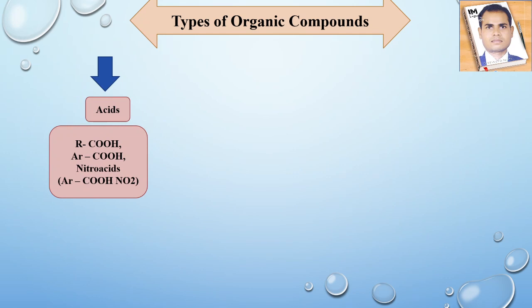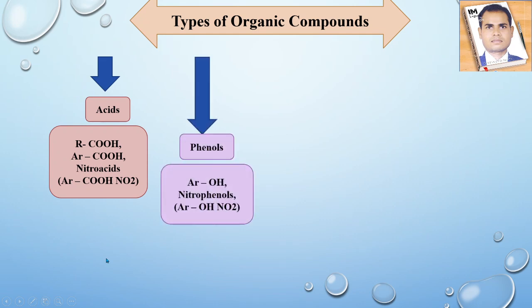First of all, the first type is the acid. The functional group for the acid is COOH, the carboxylic group. It may have an R group, or an Ar group, that is a cyclic group. We can also take one more functional group, nitro acid, like this. Nitro acid will be present in this type of organic compounds.